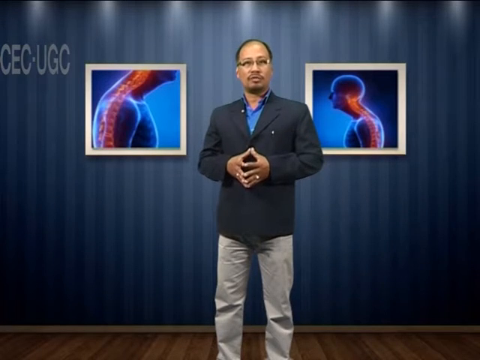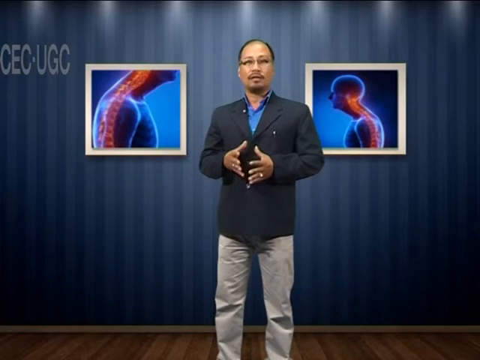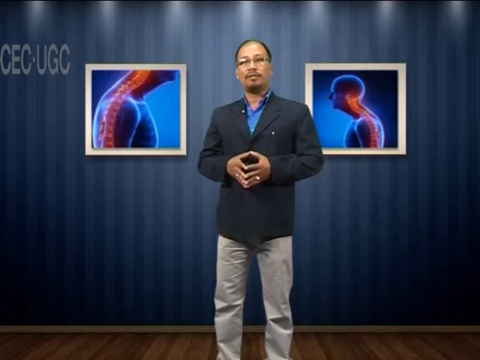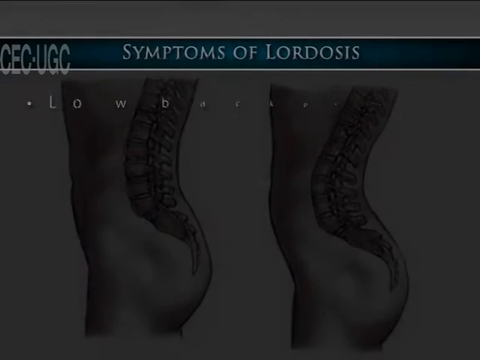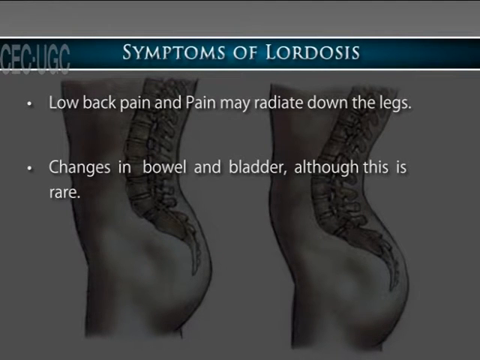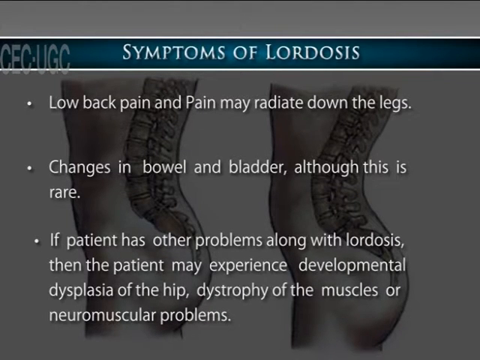Usually patients with lordosis do not have any symptoms except for the exaggerated spinal curvature. Other symptoms which may appear according to the severity of the curvature are low back pain, and pain may radiate down the legs. Changes in bowel and bladder, although this is rare. If the patient has other problems along with lordosis, then the patient may have developmental dysplasia of the hip, dystrophy of the muscle, or neuromuscular problems.